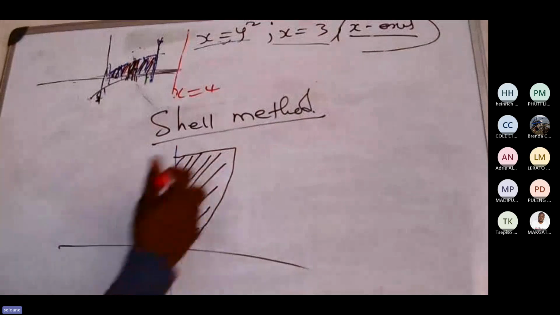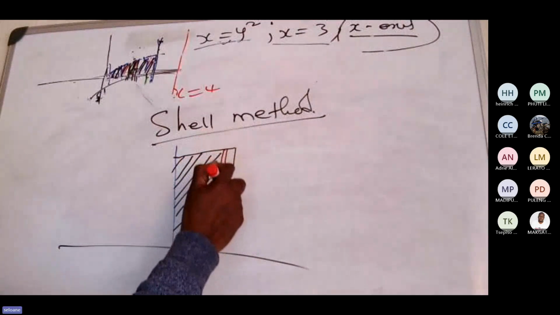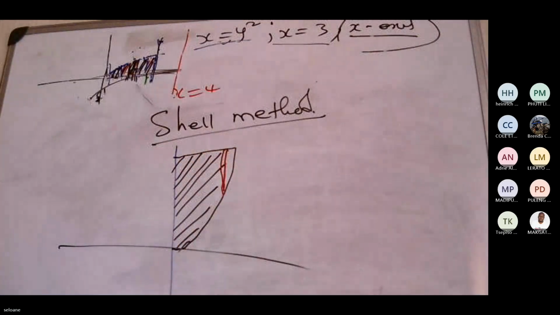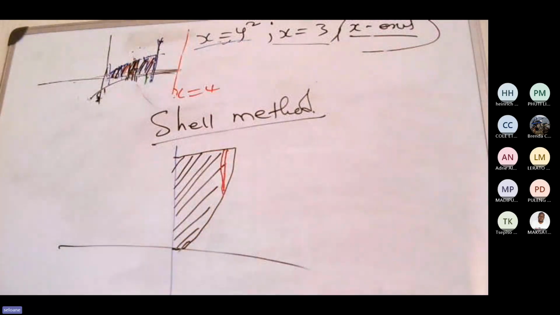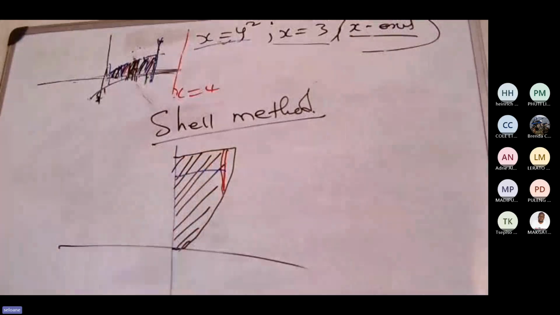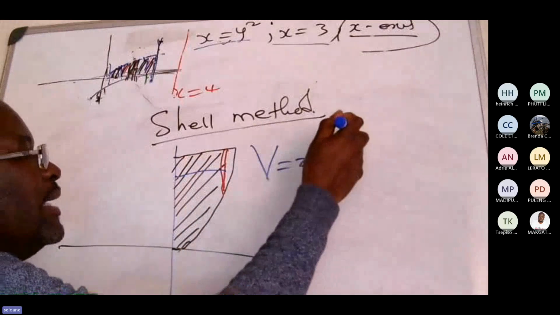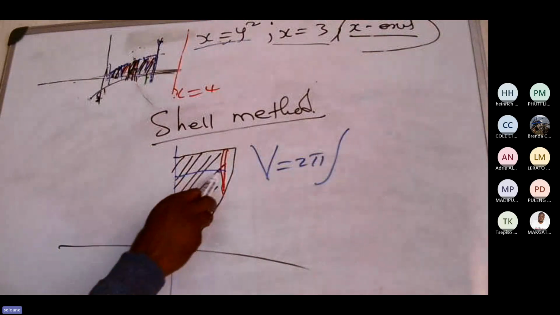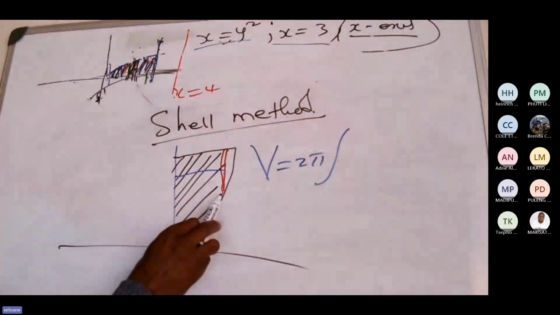Where do you cut? Say you cut here. Let me just make it big so that we can see. Now, it will now be the distance from here to here. Use another color, the distance from here to here. So then it will now be V equal to 2 pi, the integral of what now? It will now be the distance from here to here. We're not saying the distance from the graph.